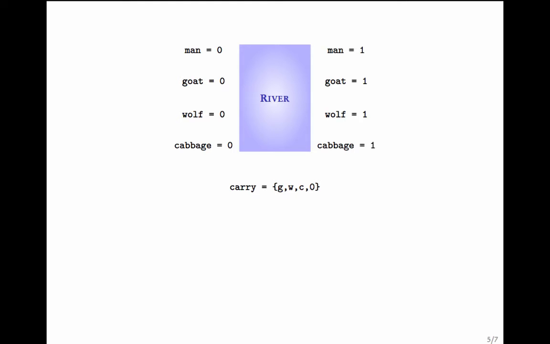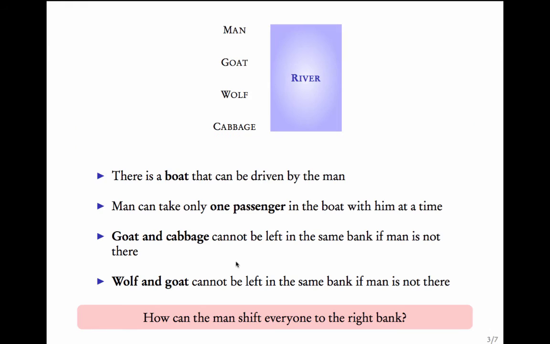What we will do now is to define a transition system where the man can shift passengers from the left to the right bank without worrying about the behavioral constraints. Let us for now not worry about these 2 points. Let's just let the man keep moving passengers here and there. At a time, he can take only one passenger.